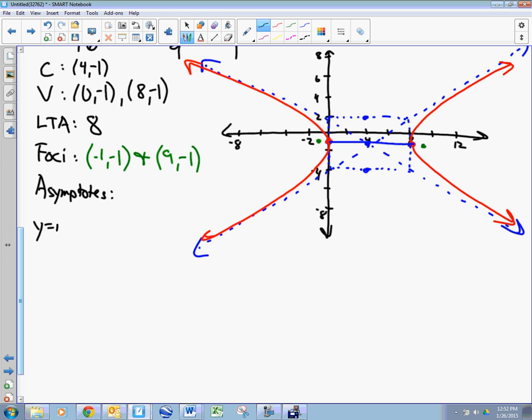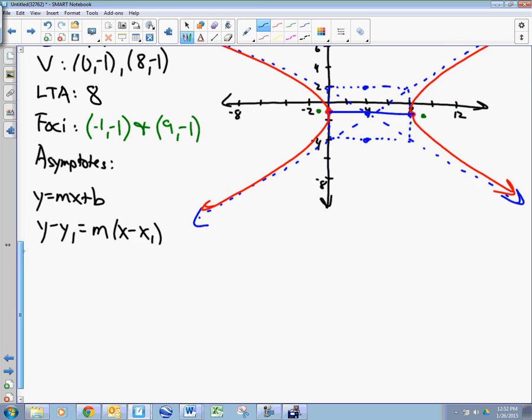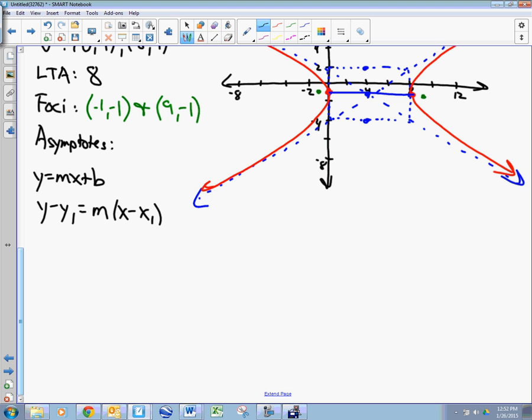Asymptotes. Y equals mx plus b, and y minus y1 equals m times x minus x1. Now, when you write an equation for a line, do you prefer to write it in slope-intercept form or point-slope form? Slope-intercept form. But we are going to use point-slope form because it's easier in this situation. In order to write an equation for a line, I need a point on the line, and I need slope. Once we do that, life will be very, very easy.